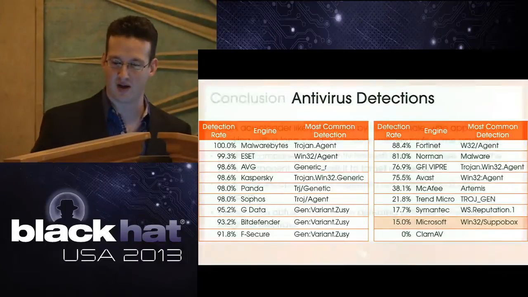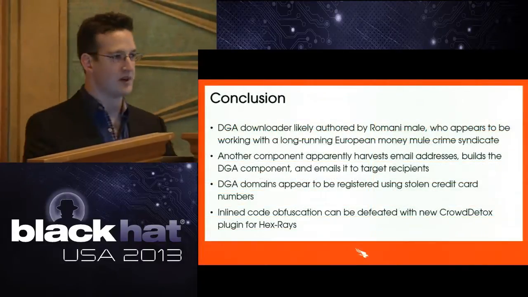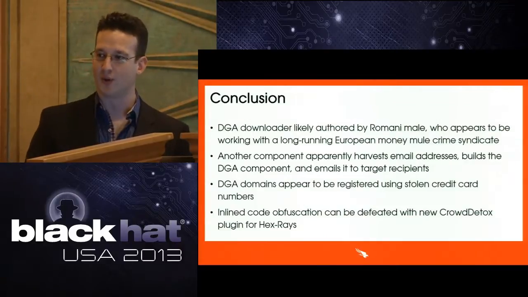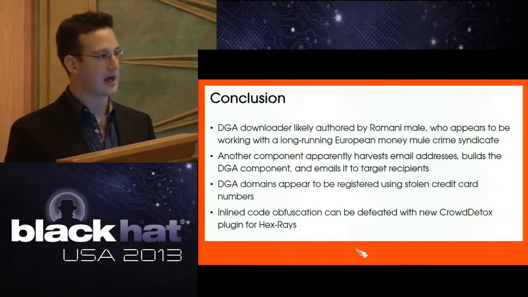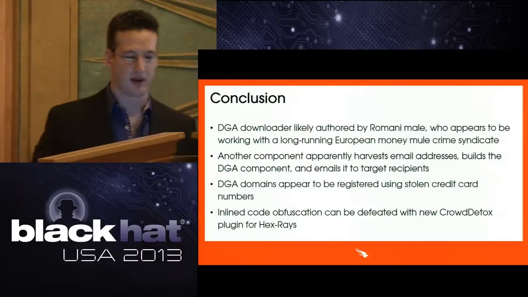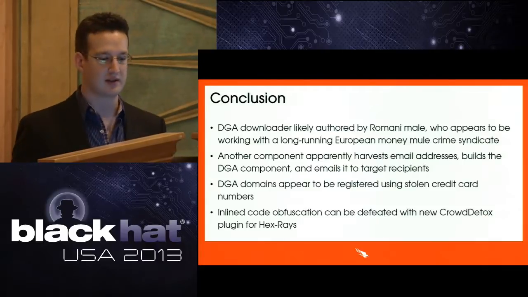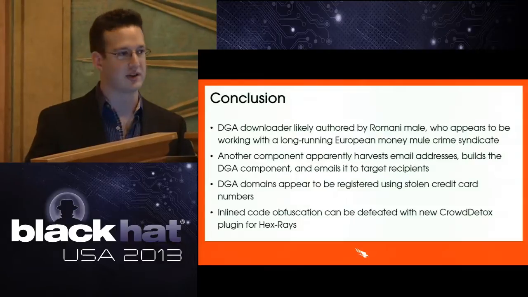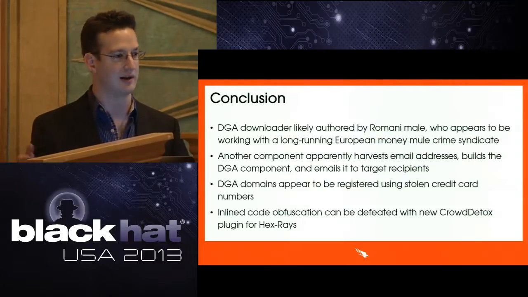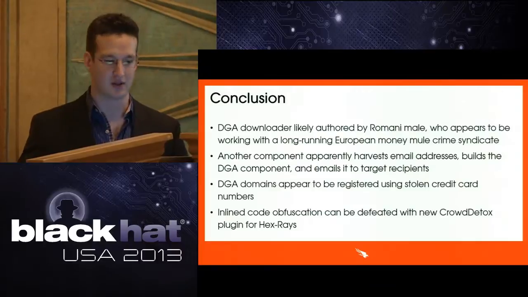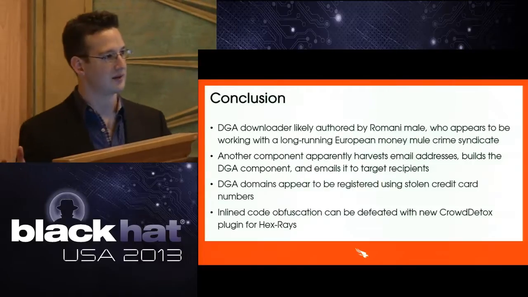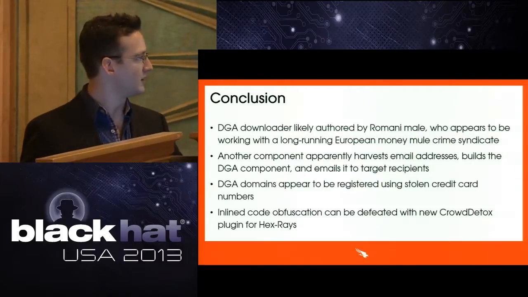Okay, so that brings us to our conclusion here. So what can we say after all this research? Well, it appears that the malware was very likely written by a Romanian, probably male, and he appears to be working with this long-running European money mule crime syndicate. There's some other component out there that we've not come across yet that appears to generate this malware based on email addresses that are found on an infected system and then send out this generated malware. And it looks like the domains behind this DGA campaign are registered using stolen credit cards.